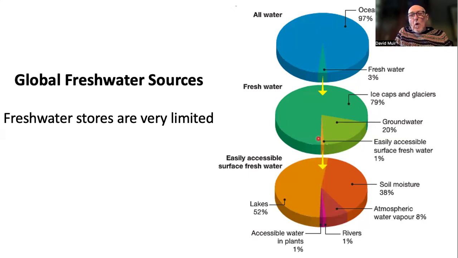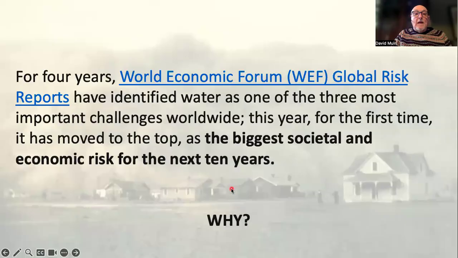And then only 1% of the fresh water on the planet is easily accessible fresh surface water. That is in streams, rivers, natural lakes, etc. Only 1% is easily accessible surface water. So here's the distribution of easily accessible surface fresh water, but I'm not going to discuss it in detail.